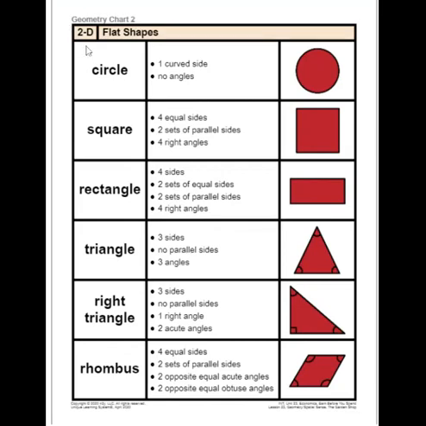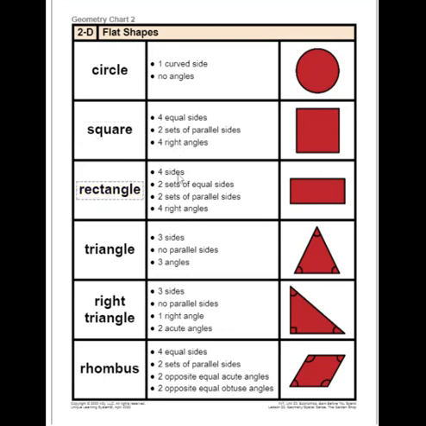Now let's look at some 2D shapes, two-dimensional flat shapes. We have a circle. A circle has one curved side that goes all the way around and no angles, just goes round and round. Square. A square has 4 equal sides, 1, 2, 3, 4, and 2 sets of parallel sides. Here's one set on the top and the bottom, and there's a set on each side. It has 4 right angles, 1, 2, 3, and 4.